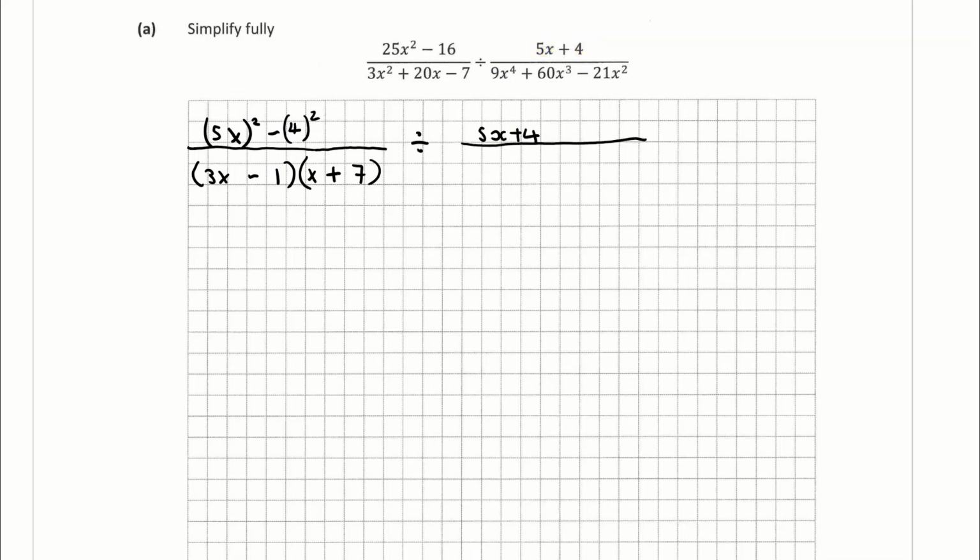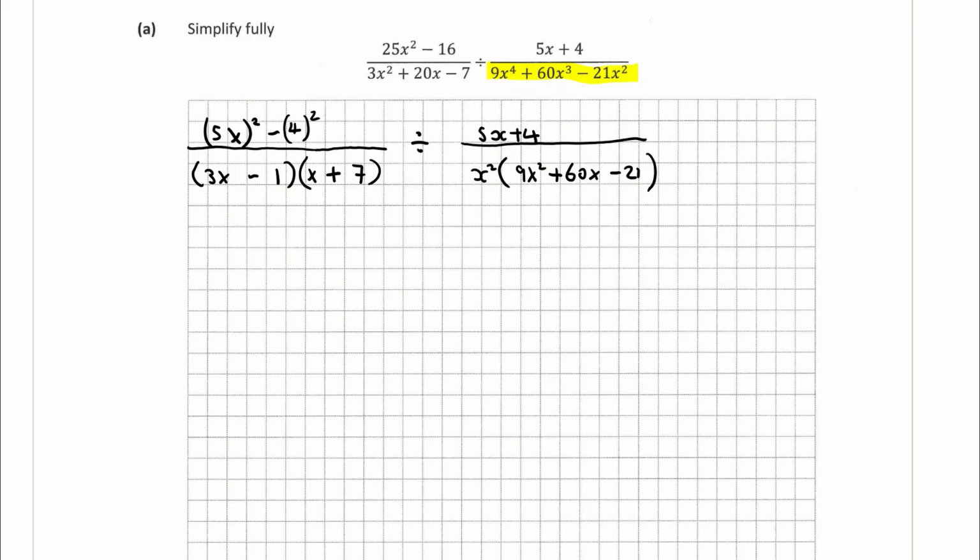It's looking like it's going to be a quadratic, but I need to factorize out that x squared first of all. So what I'm going to do with this one is first factorize out something that's common. There's an x squared in all of them, so I can factorize out x squared times 9x squared, because x squared by x squared is x to the power 4, plus 60x, because x by x squared is x cubed, minus 21. That's as much as I can do.